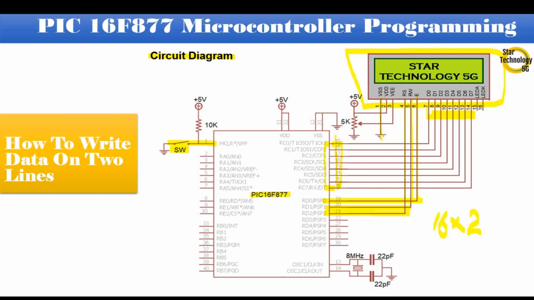Pin VSS connects with ground. Pin VDD connects with positive 5 volts. Contrast pin VEE connects with a variable resistor, and the value of the variable is 5 kilo ohm. Pin numbers 13 and 14 interface with an 8 MHz crystal, and 22 pF capacitors are connected with the crystal. Pin numbers 11 and 32 are connected with positive 5 volts. Pin numbers 12 and 31 are connected with ground. Let's draw this circuit in Proteus.